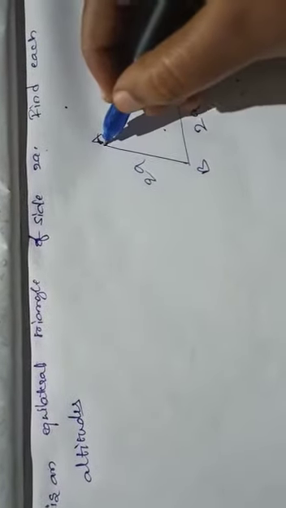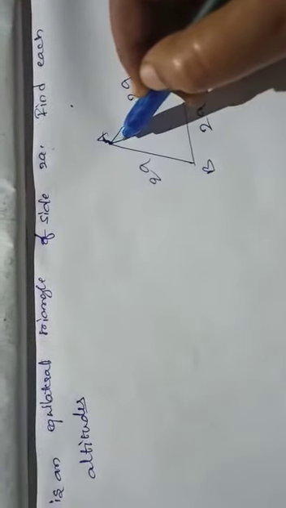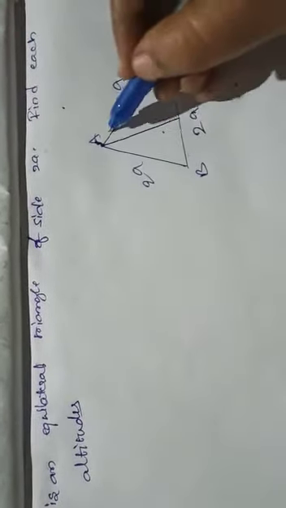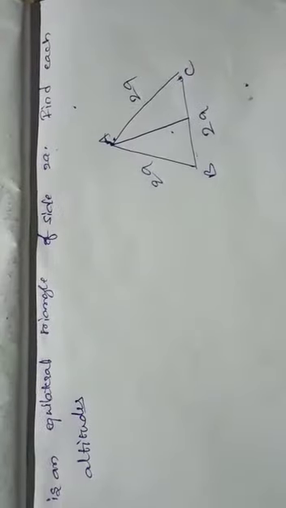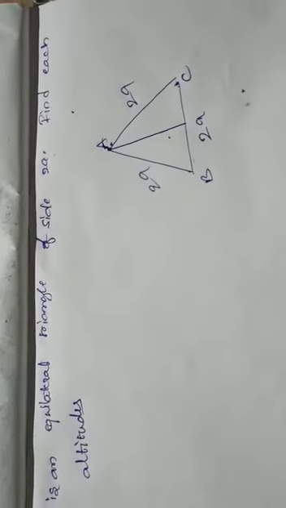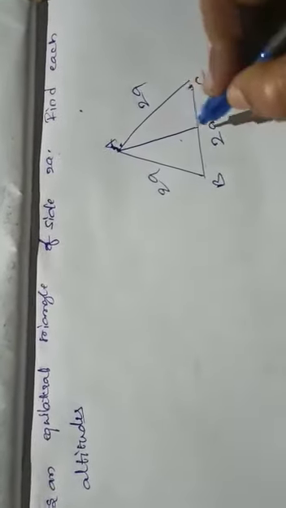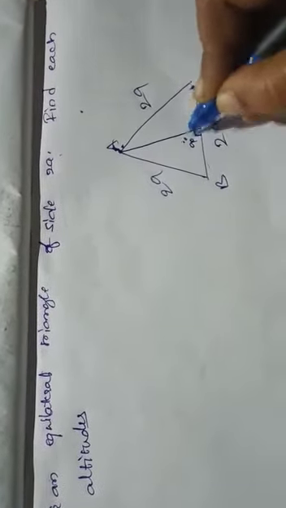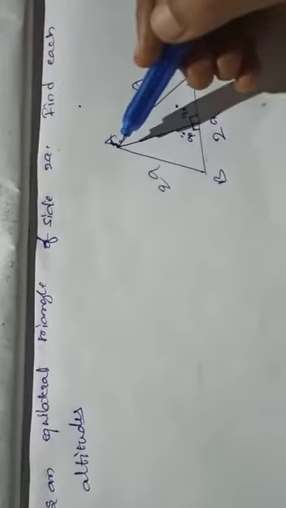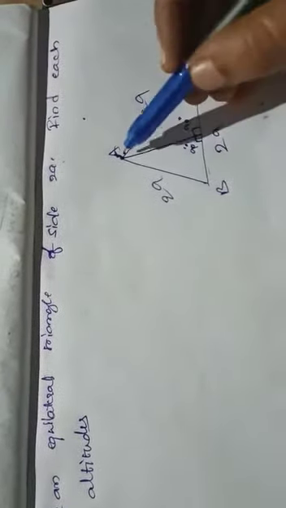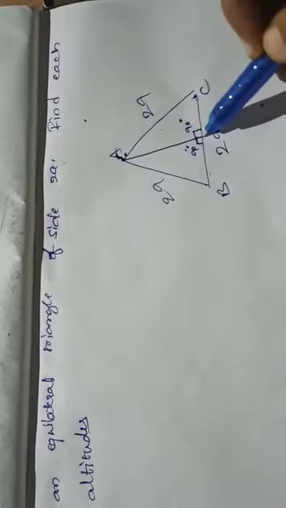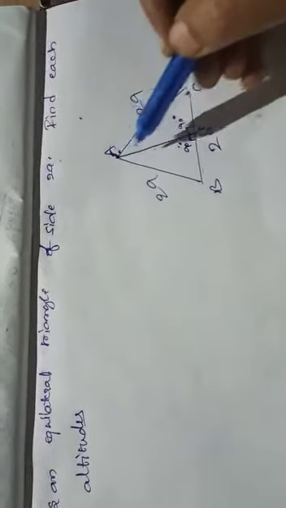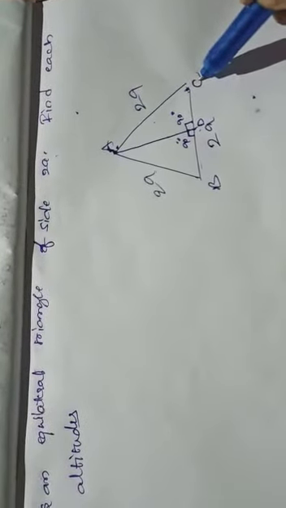Okay, A is the vertex. Draw one perpendicular line on the base from vertex A. Every triangle has 3 altitudes. This is a perpendicular line. This angle is equal to 90 degrees. This is also 90 degrees. Here we get 2 triangles. This point is D. ADB is a right angle triangle and ADC is a right angle triangle.